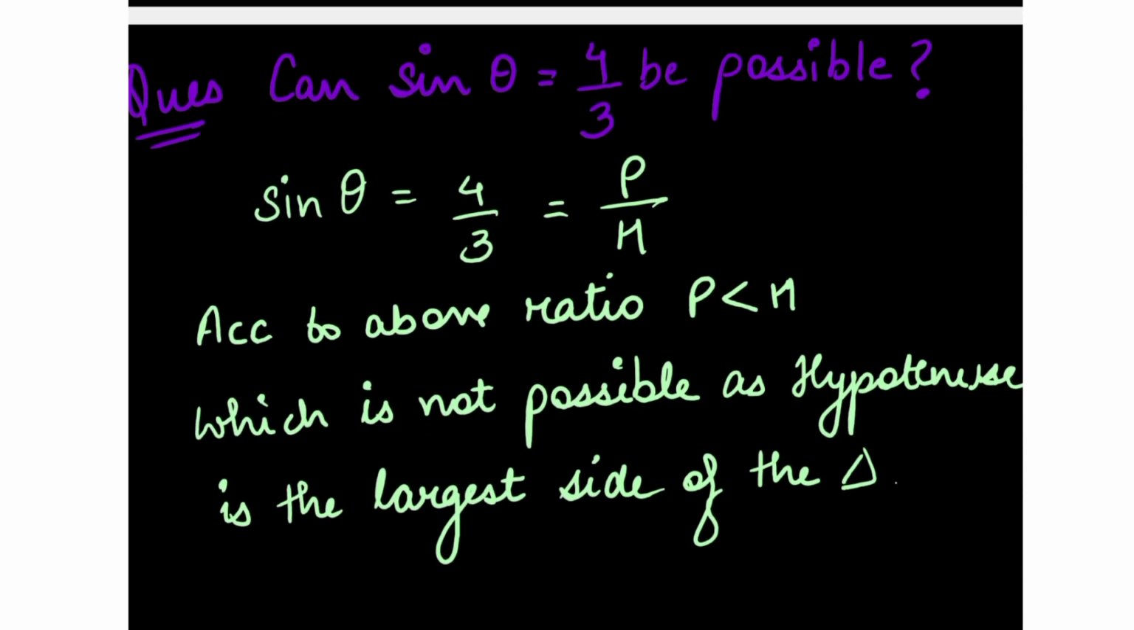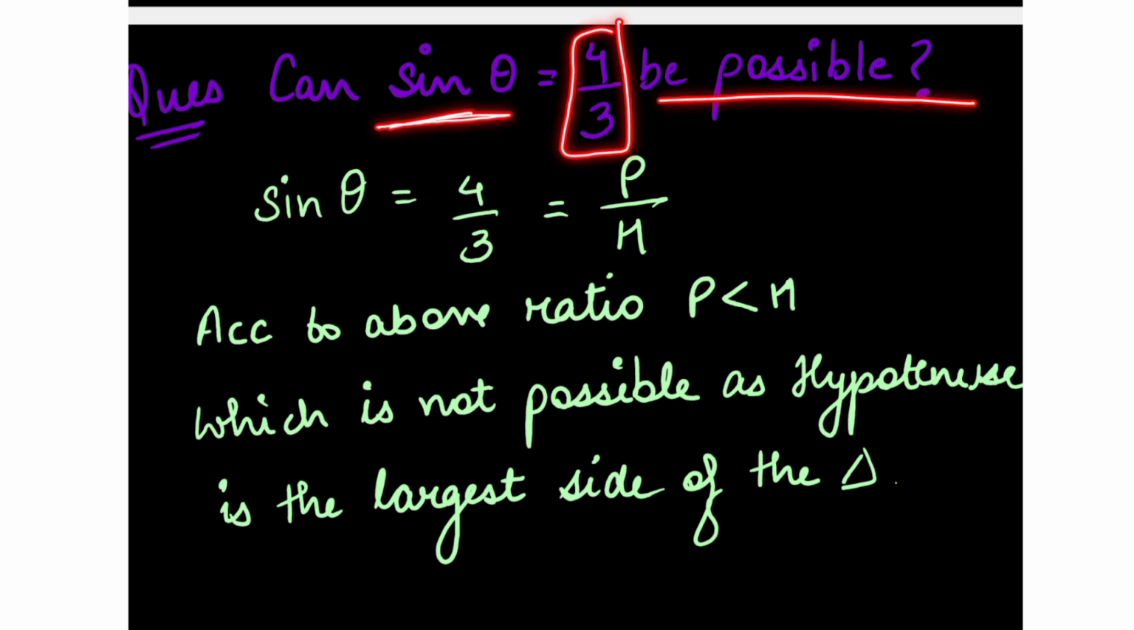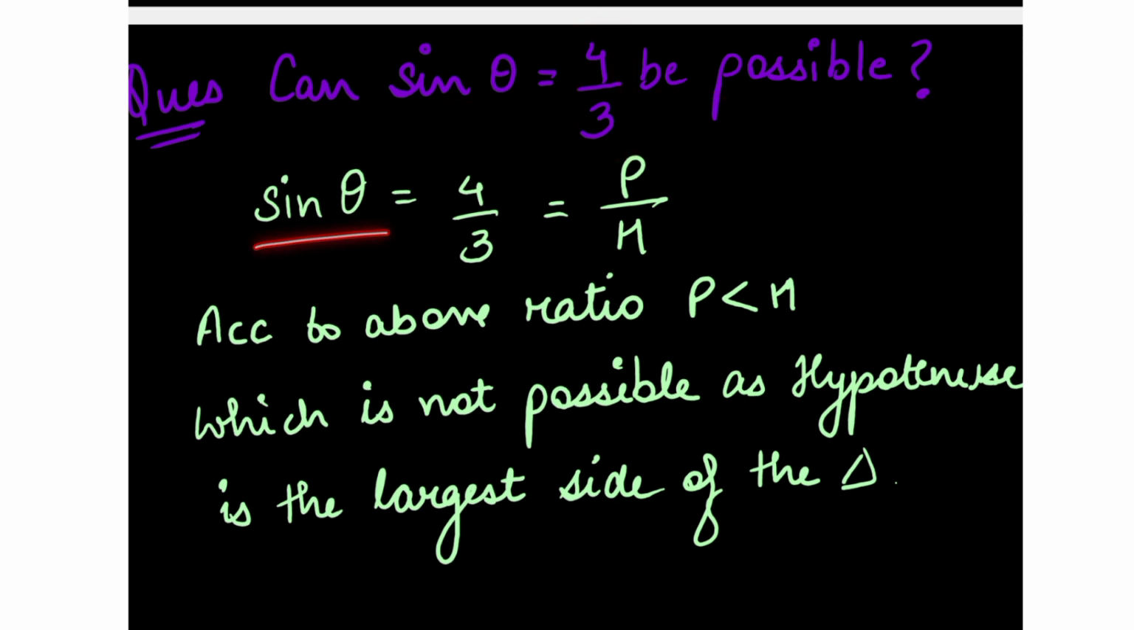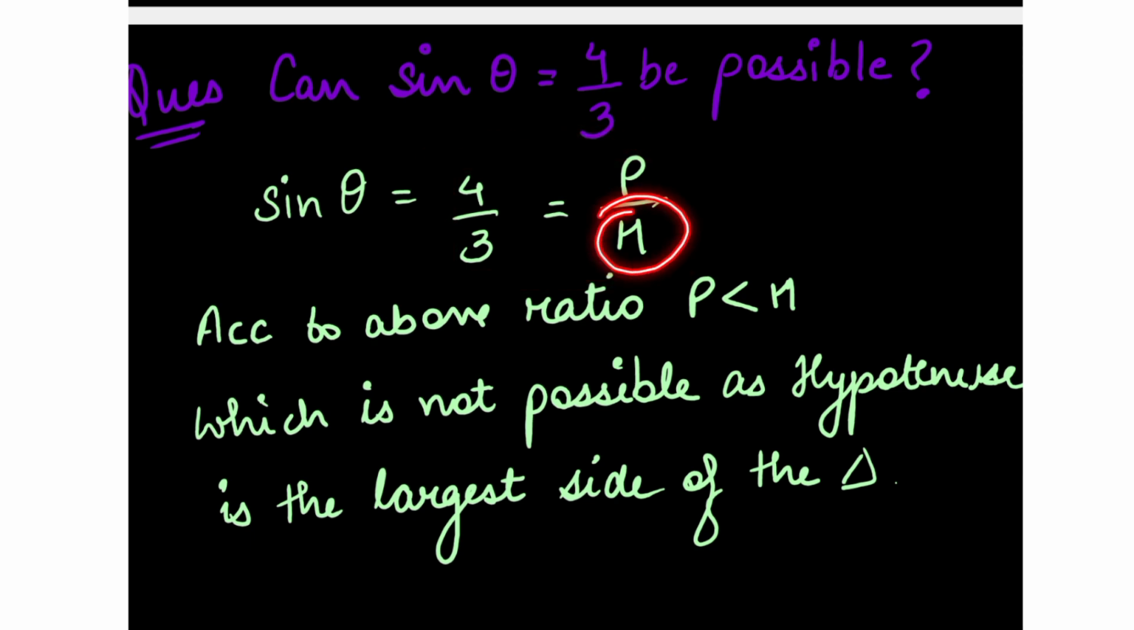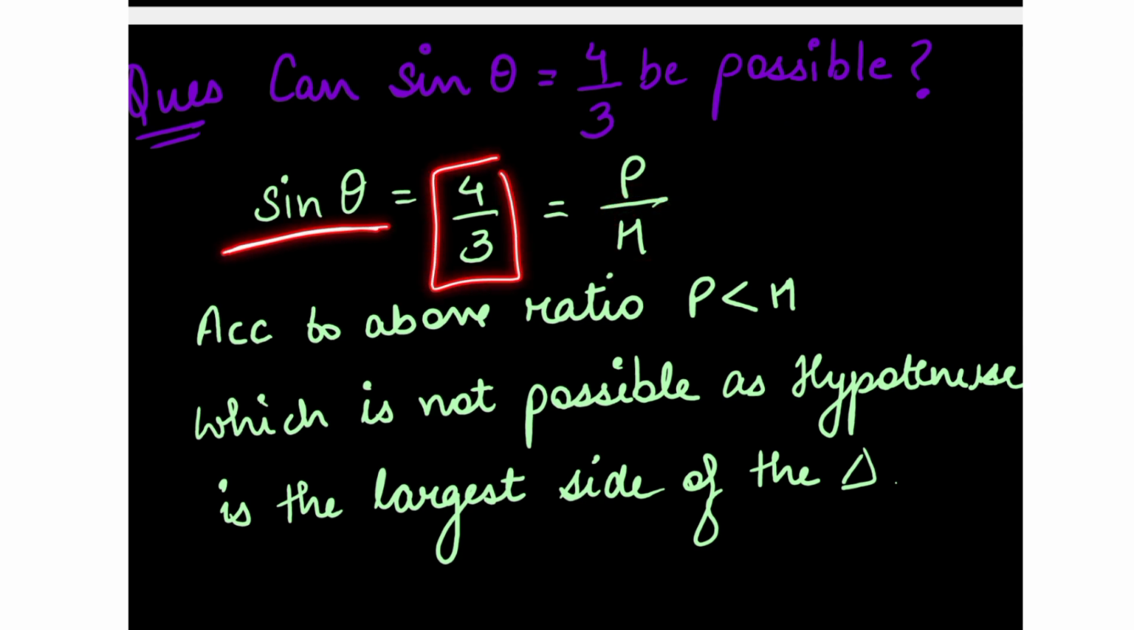Okay. Next question is, can sine theta equal to 4 by 3 be possible? So sine theta is basically 4 by 3. We have to say whether it is possible or not. Sine theta is equal to perpendicular upon hypotenuse. We all know that hypotenuse is the largest side of a right angle triangle, and perpendicular should be smaller than the hypotenuse, but the above ratio says that perpendicular is larger than the hypotenuse, which is not possible. So the value of sine theta as 4 by 3 is not possible.